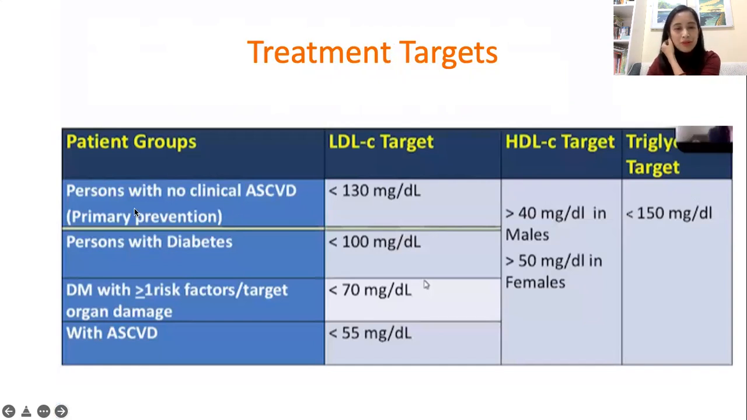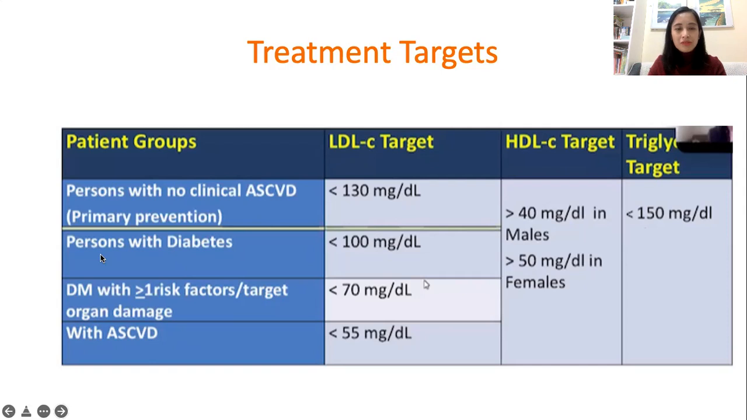So persons with no clinical ASCVD for primary prevention, our target is less than 130 LDL cholesterol. For your HDL, for any person, more than 40 if it's male, more than 50 if it's female. Okay? 50 for females, 40 for males. So I'll ask that in the exam. For your triglycerides, the normal value is less than 150, and that's also our target.